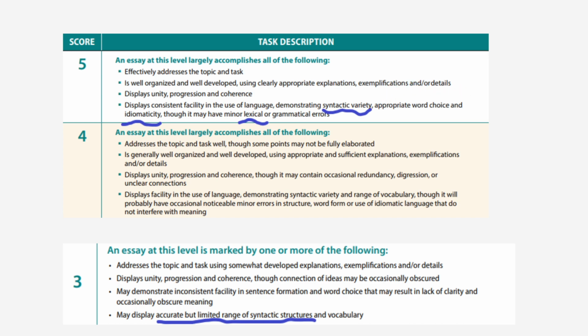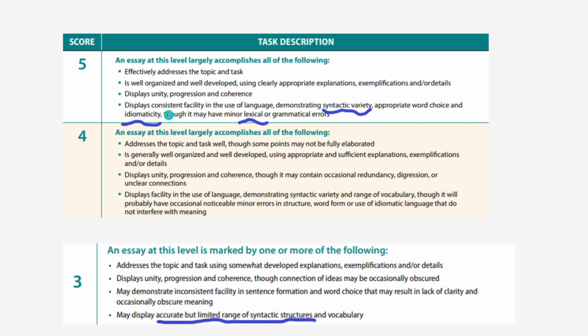It needs to be basically an essay with a thesis and background information. It needs main ideas, it needs reasons, it needs details, and maybe examples. I notice it uses exemplifications and or details, so you could use details or you could use examples. Both are fine. Displays unity, progression, and coherence. That's a little bit more difficult to understand, but basically they're looking for an essay that sticks with an argument and carries through with the argument and remains focused.